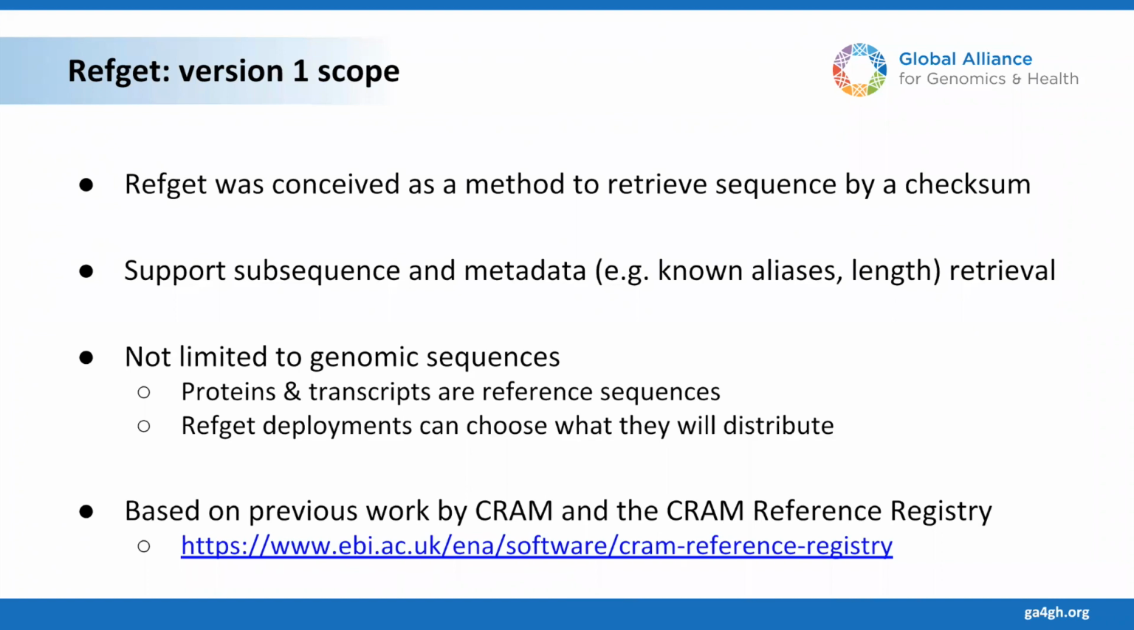Now, what we also knew is one of our major implementers of Refget was going to be the European Nucleotide Archive, which is based out of EMBL-EBI here in the UK. They actually developed a system which would work with the CRAM format to provide reference sequence based on an MD5 checksum. So the primary implementations of Refget would concentrate on genomic DNA, but we felt there was no reason to restrict ourselves to that scope. And you can see there's a link here at the bottom if you want to follow that offline to find more information about the CRAM reference registry implementation.